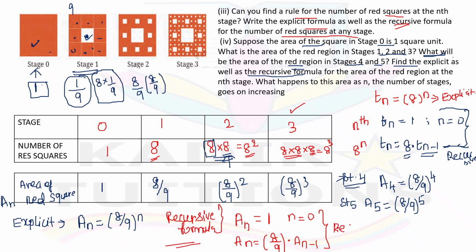Yes. So still our question is not completed. What happens to this area as n, the number of stages, goes on increasing? So here, if our stages keep on increasing, what is going to happen to your area? So the area is going to keep on decreasing, because each area of the red square is going to be 8 by 9 part of the previous square. So obviously our area is going to keep on decreasing. At one stage it reaches 0. Here ends the solution for this problem.